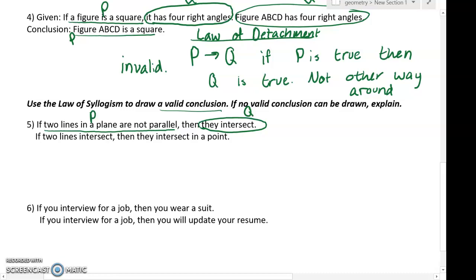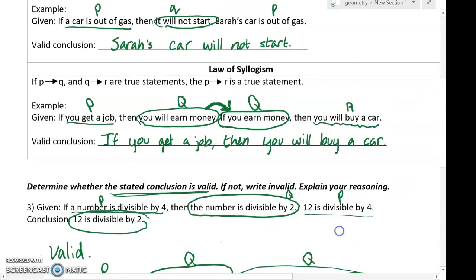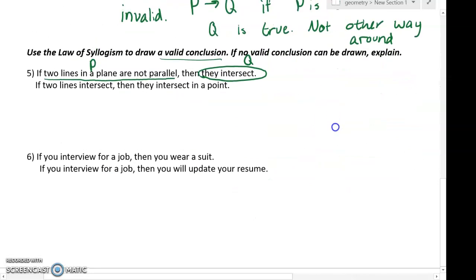Then we have our next sentence, and remember, we're looking for this if P then Q and if Q then R. We need to have that Q match in the middle, right? So the next one says if 2 lines intersect, which is exactly what Q was, right? So we'll give that a circle. I'll write Q below it. If 2 lines intersect, then they intersect in a point. They intersect in a point. This is all new. That will be our R.